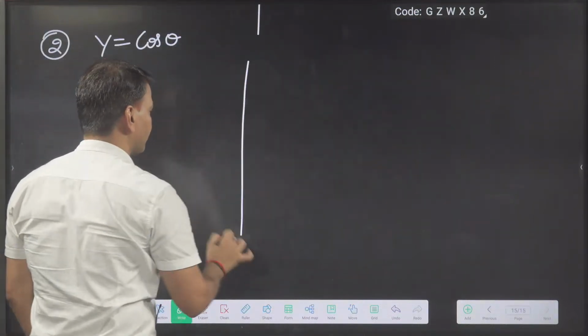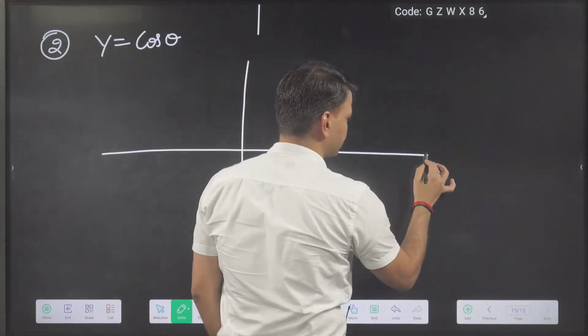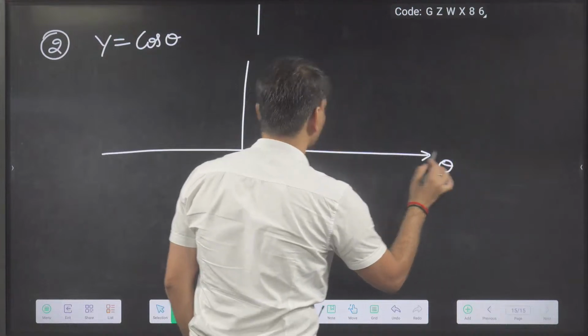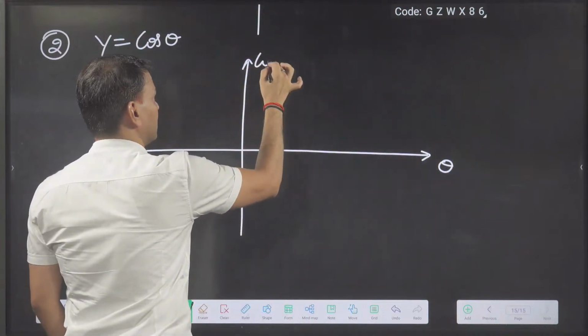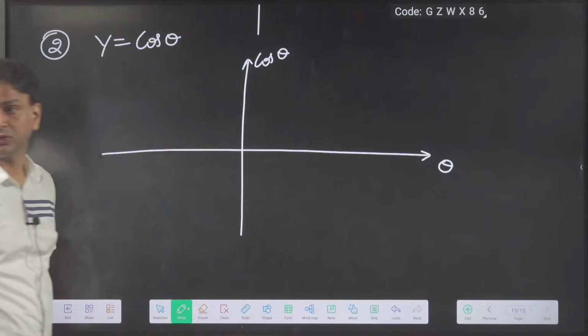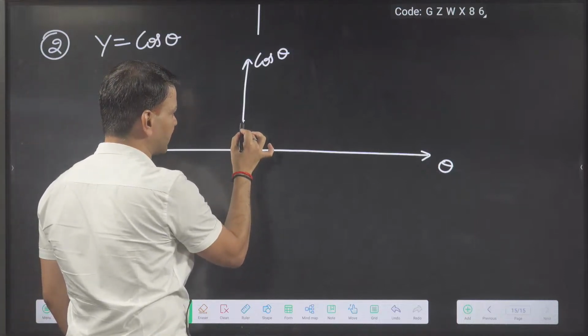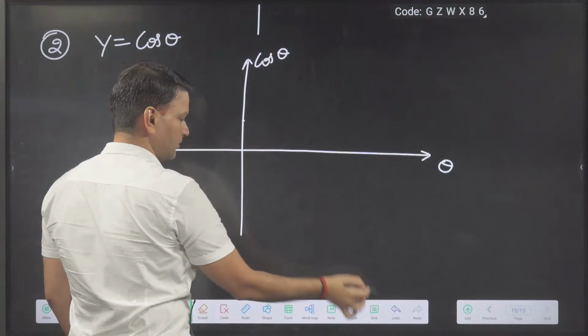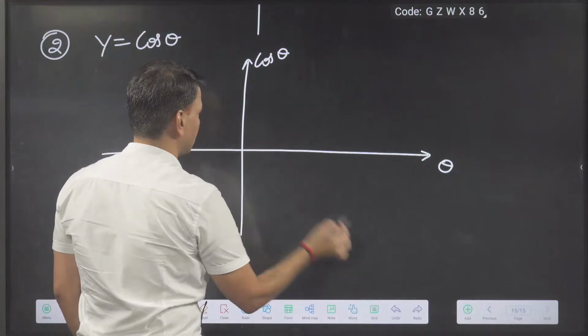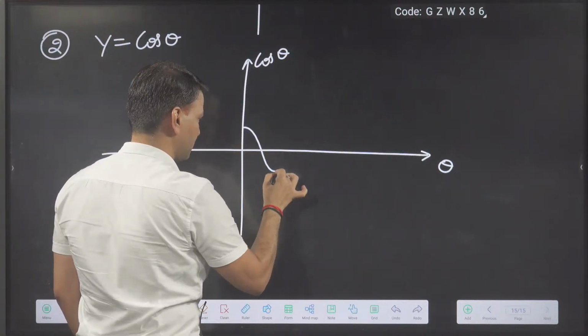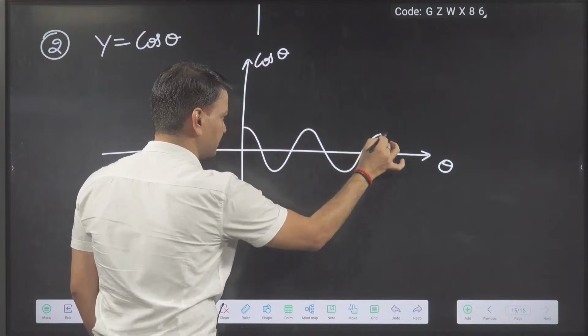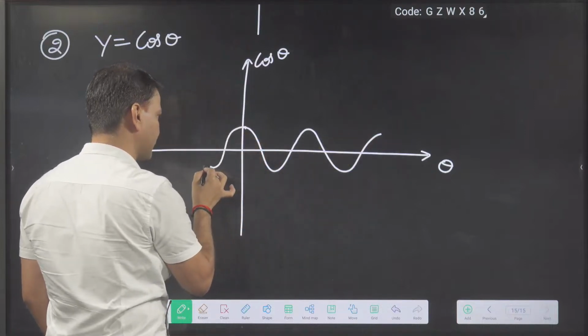So if I ask for the cos theta, what graph will you get? Here this is the origin. At the origin, cos 0 is equal to 1, so it will start at the maximum value 1. But the pattern will be the same.